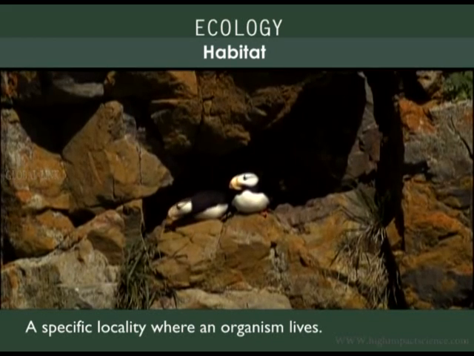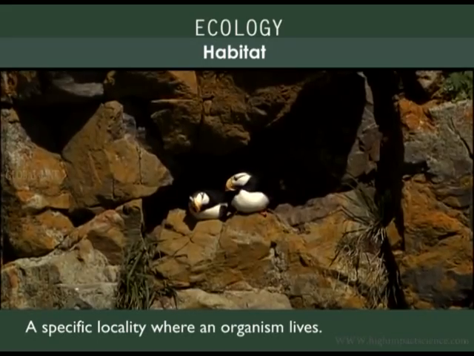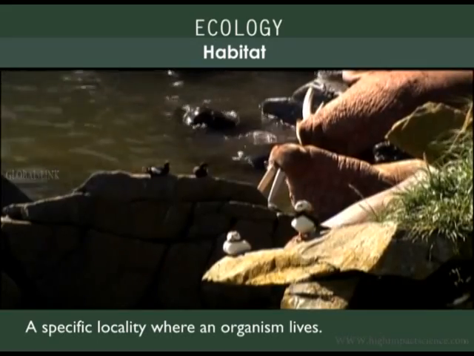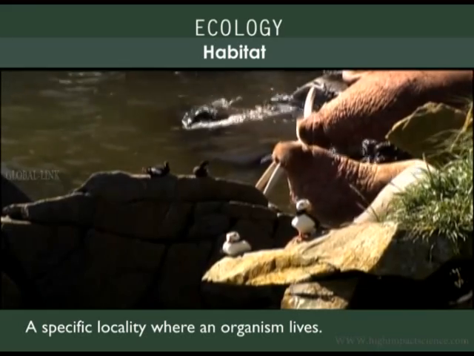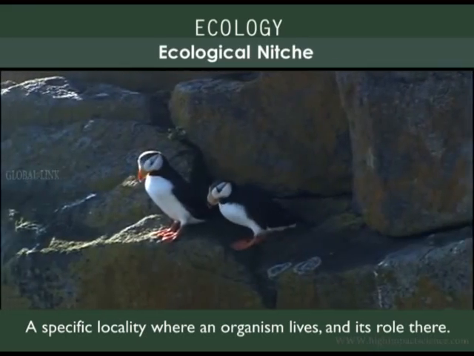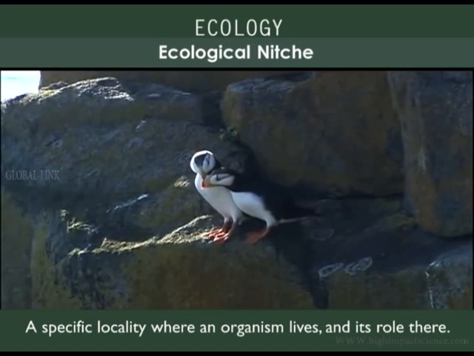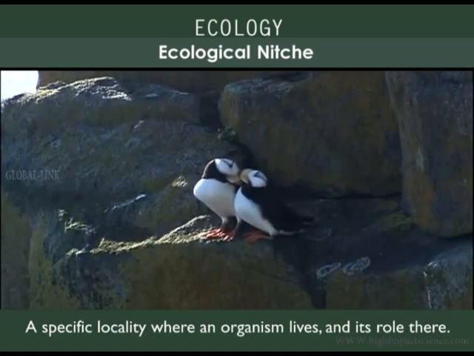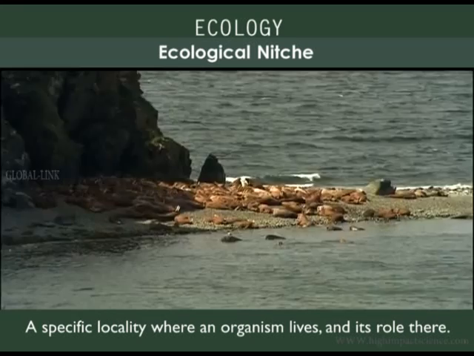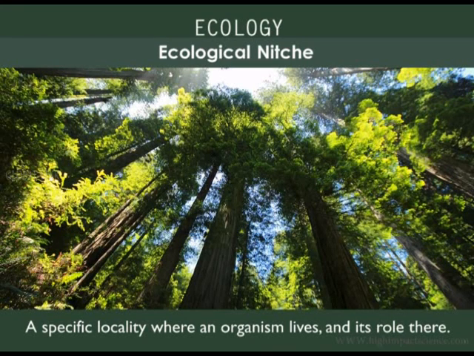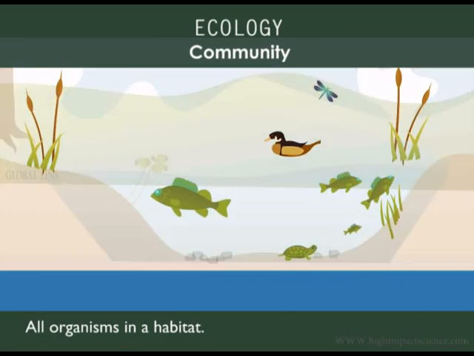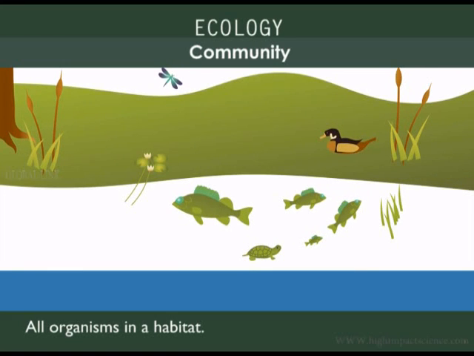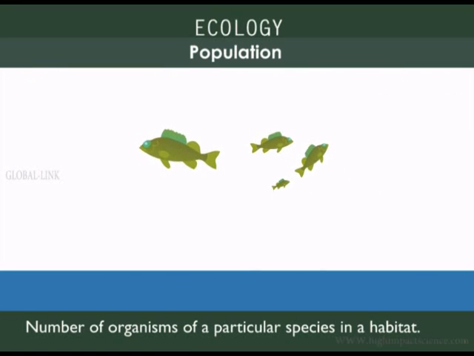A habitat is a specific locality where an organism lives. It may be terrestrial or aquatic. An ecological niche is the specific place where an organism lives and its role in that habitat. For instance, plants are usually primary producers. A community refers to all organisms belonging to different species in the same habitat. Population refers to all members of a particular species in a given habitat.